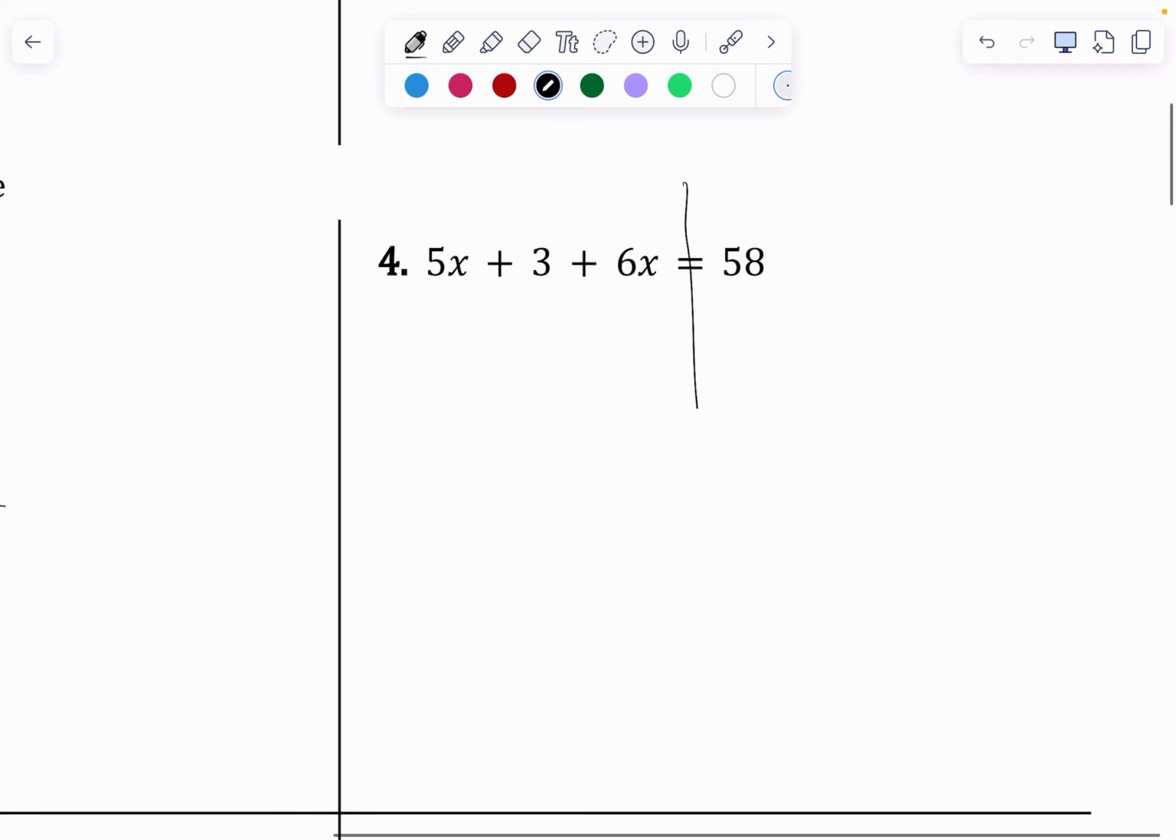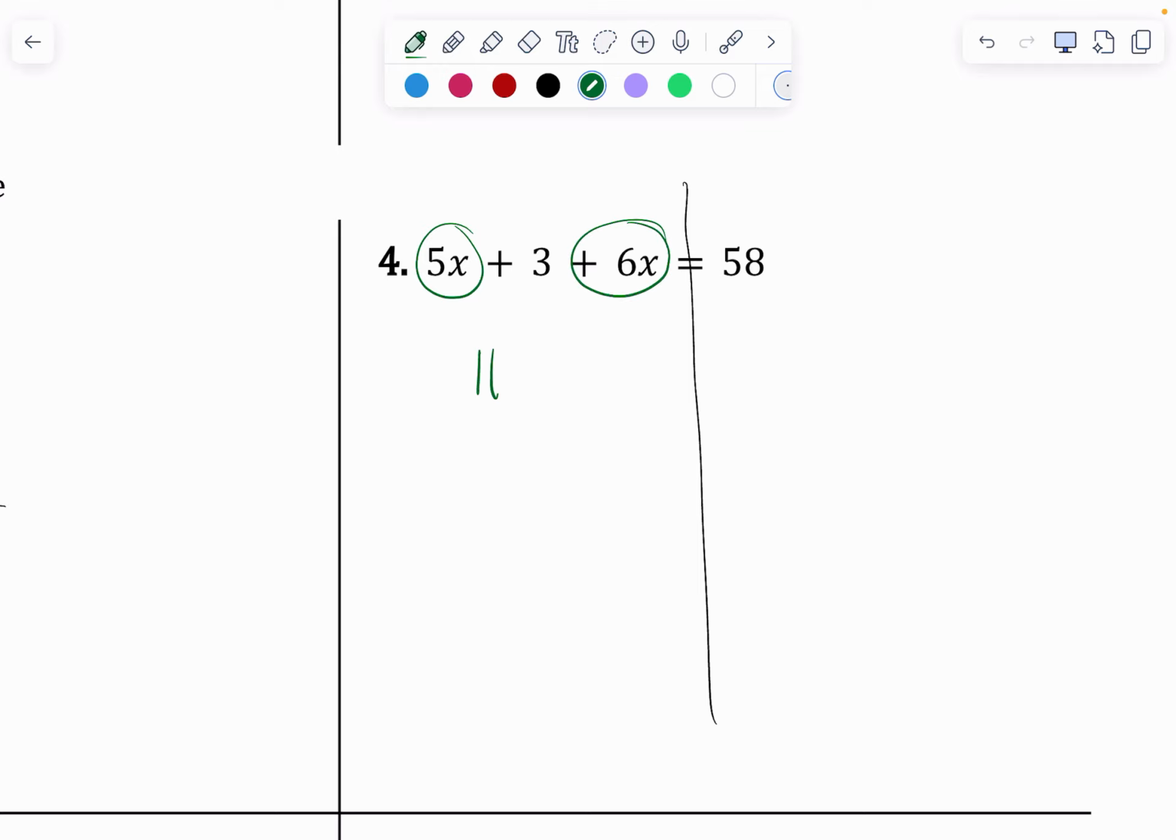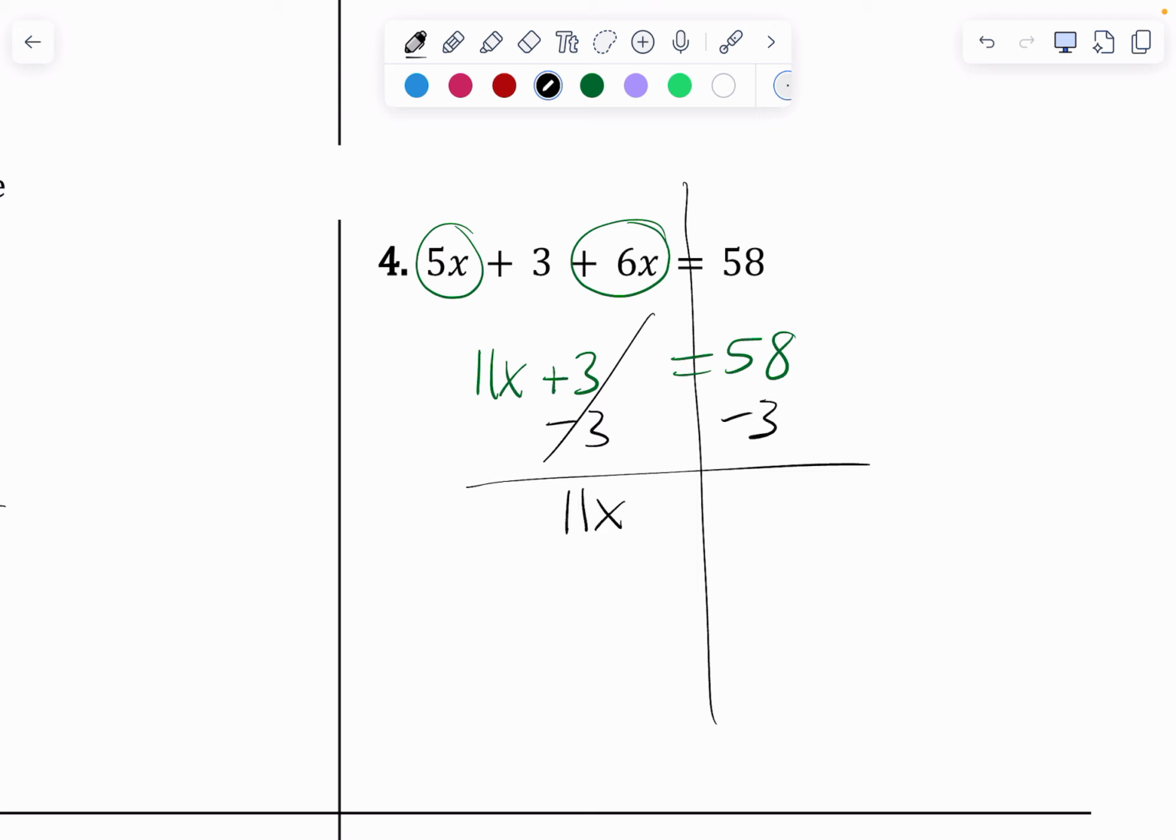Number 4, I'm going to draw a line through the equal sign. And I'm going to look on the left side. Do I have anything I can combine? Meaning, do I have like terms? 5x and 6x make 11x plus 3 is equal to 58. I want to solve for x by subtracting 3 to both sides. Cancels on the left. I'm left with 11x is equal to 55. Divide by 11. x is equal to 5.